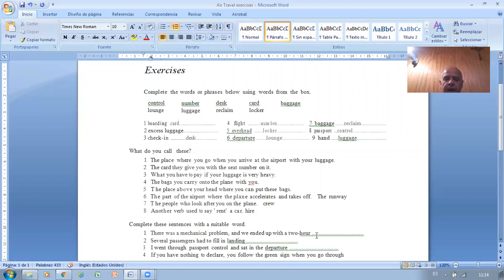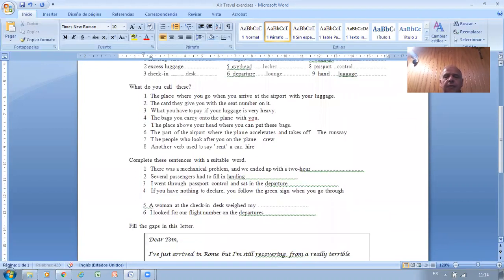Okay? Now, complete the sentence with a suitable word. And here you have, there was a mechanical problem and we ended up with a 2-hour delay. Delay is when you start your flight later than the time that was supposed to start. Several passengers had to fill in landing cards.